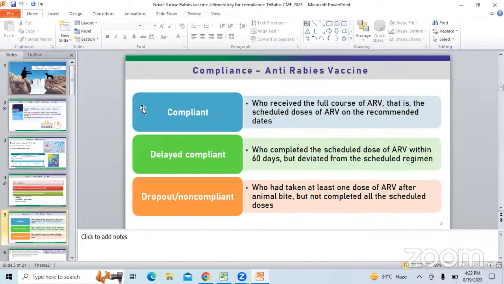The limitation of the rabies vaccine is compliance. Patients are categorized as compliant if they received the full course of ARV, that is, the scheduled doses on the recommended dates. Delayed compliant patients completed the scheduled doses of ARV within 60 days but deviated from the scheduled regimen. Dropout or non-compliant patients had taken at least one dose of ARV after the animal bite but did not complete all the scheduled doses.